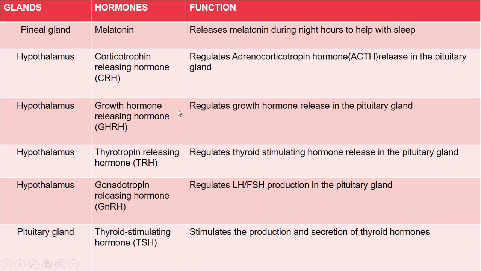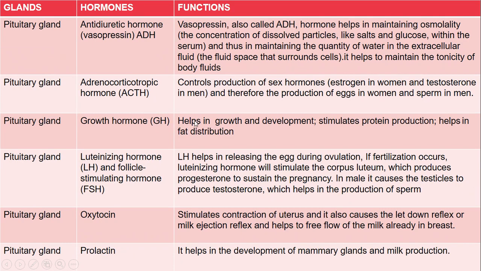As you see, the growth hormone releasing hormone will stimulate the growth hormone in the pituitary gland. It helps in growth and development, stimulates protein production and helps in fat distribution. Protein is the main building block of the body, giving mass, that is weight, to the body. It stimulates that, and it helps in fat distribution. Whatever we are eating, the fat is being distributed throughout the body, and that is being maintained by this growth hormone.